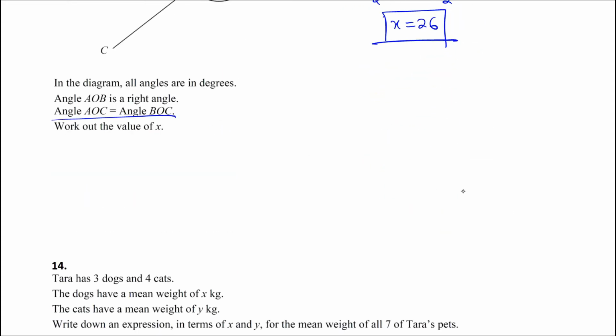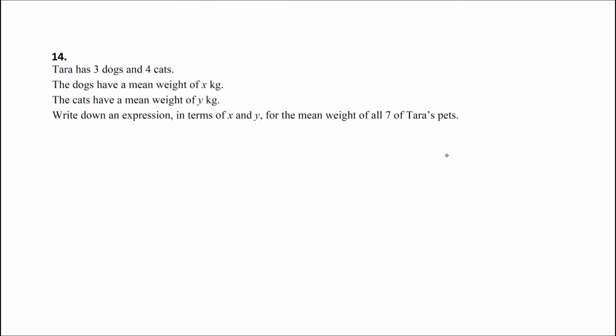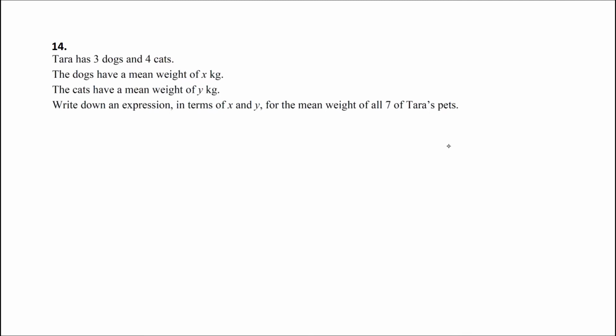Number 14. So here, Tara has 3 dogs and 4 cats. The dogs have a mean weight of X kilograms. The cats have a mean weight of Y kilograms. Write down an expression in terms of X and Y for the mean weight of all 7 of Tara's pets.